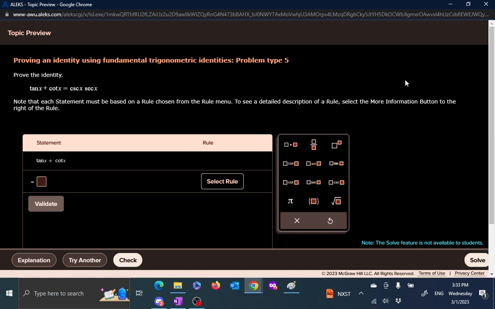Hi, welcome to our pre-calculus topic today, proving an identity using fundamental trigonometric identities, problem type 5. So what we have now today is tangent of x plus cotangent of x is equal to cosecant times secant.